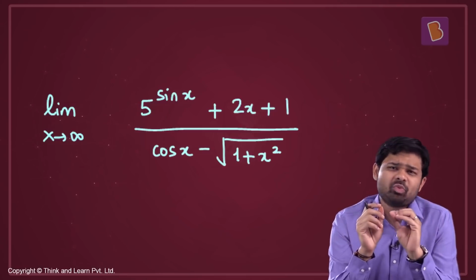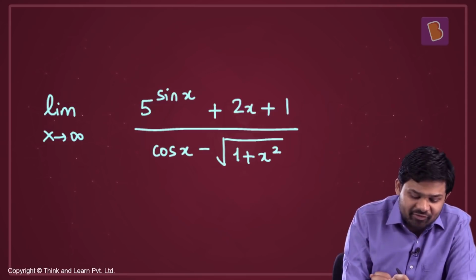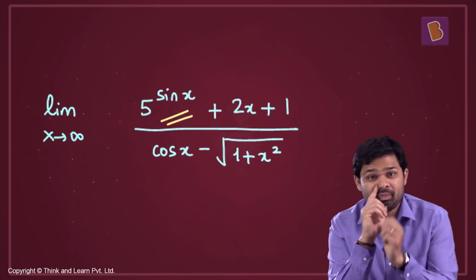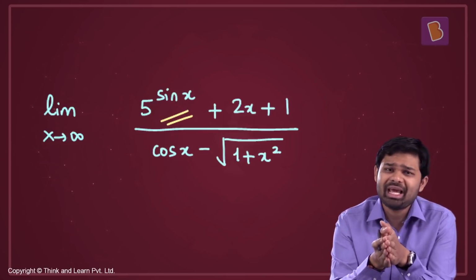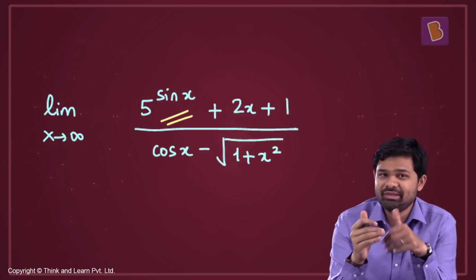Now let's look at what is there in this expression. I have 5 to the power sine x. We know what happens to sine x. Sine x is always going to lie between -1 and +1.